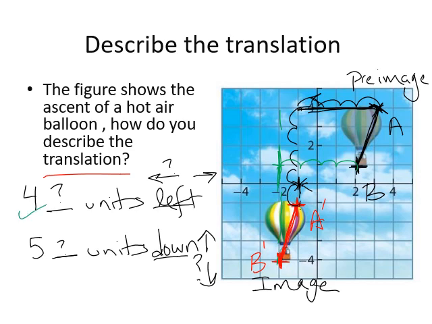And let's go. I'm counting down, and look, B is up, B prime is down. So of course, the translation it's slided down. So it's going to be 1, 2, 3, 4, 5. So it is 5 units down is correct. Okay, that's everything about translation.